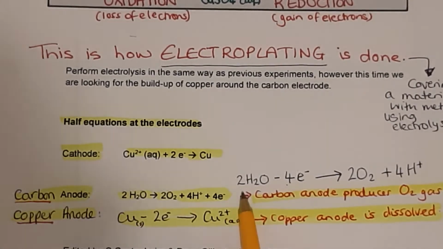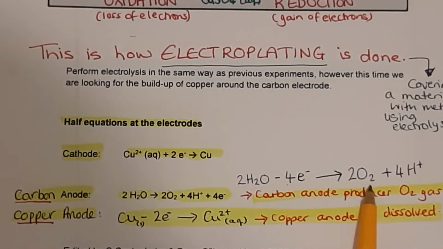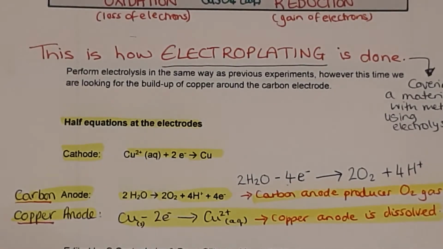So there is the alternative method of writing this. Water, take away 4 electrons, turns into 2 lots of diatomic oxygen. So that's 2 lots of water turns into 2 lots of diatomic oxygen and 4 lots of hydrogen ions. Make sure you've got all that written out and that you're clear that a carbon anode will produce oxygen gas and a copper anode will be dissolved and then deposited on the cathode. Either way, the cathode will have copper deposited on it.